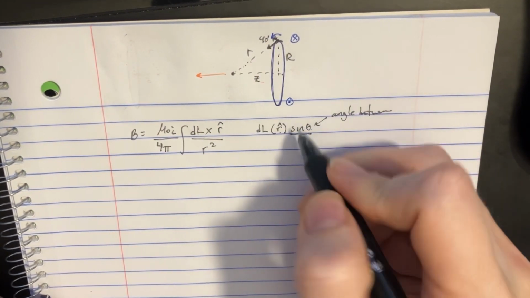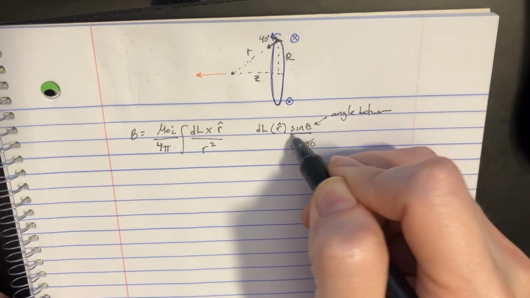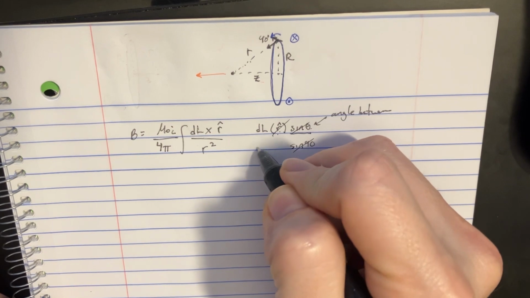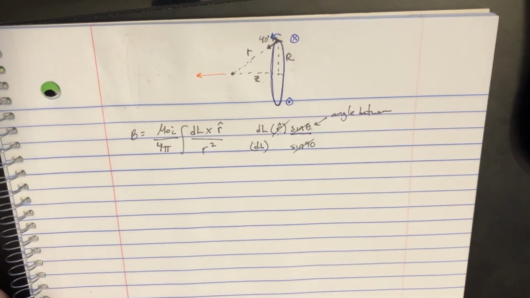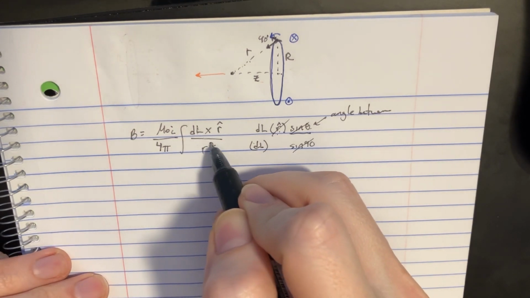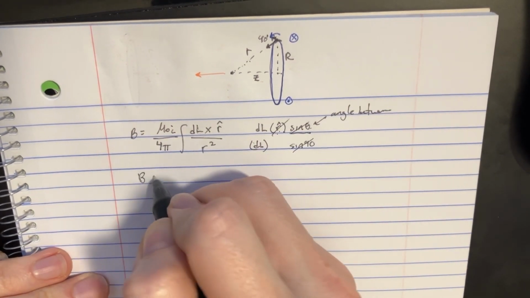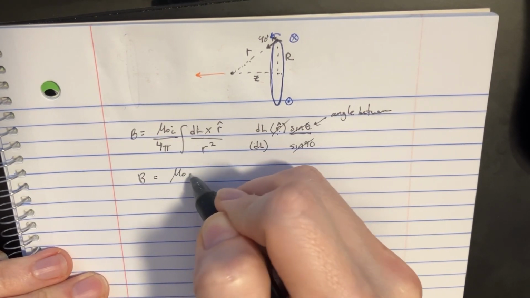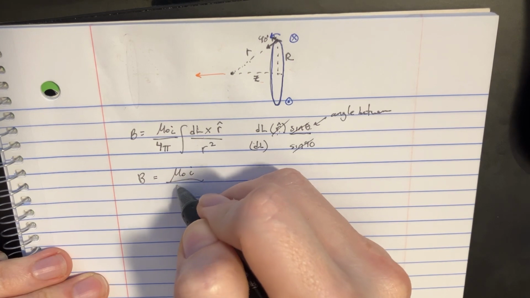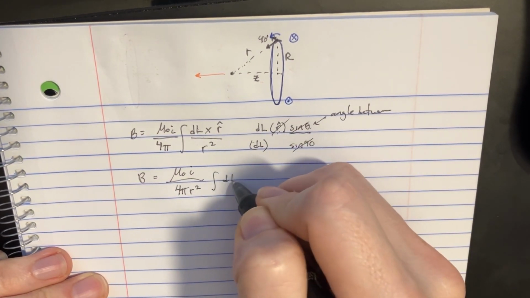So that's the sine of 90 right here, which is just 1. So that can kind of go away. And then r is just 1, so that'll go away. And so we're just left with dl. All right, that's nice. So we'll also pull this r squared out of the integral because it's a constant. So technically, we're just going to be getting something like this: I over 4 pi r squared, and then just the integral of dl.